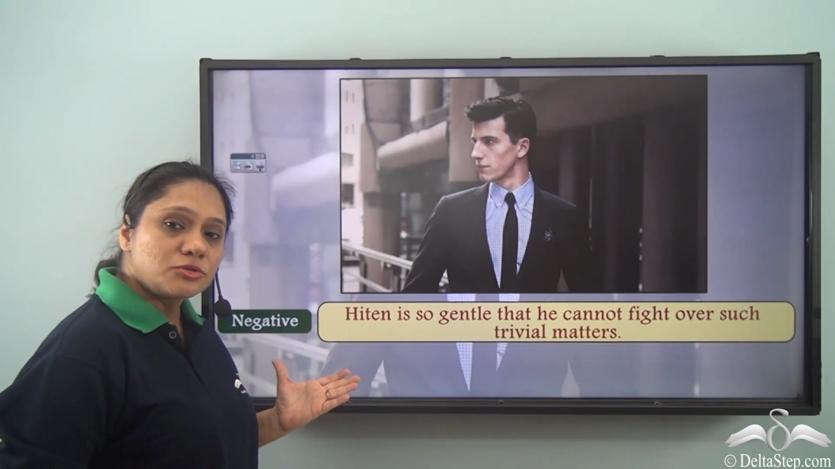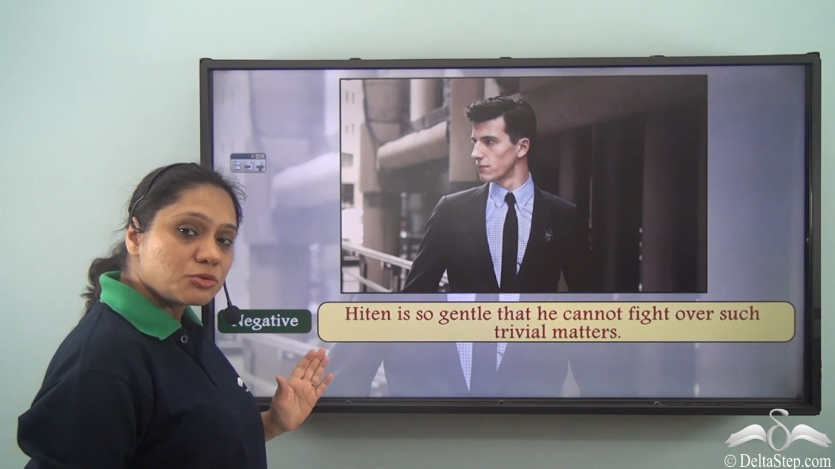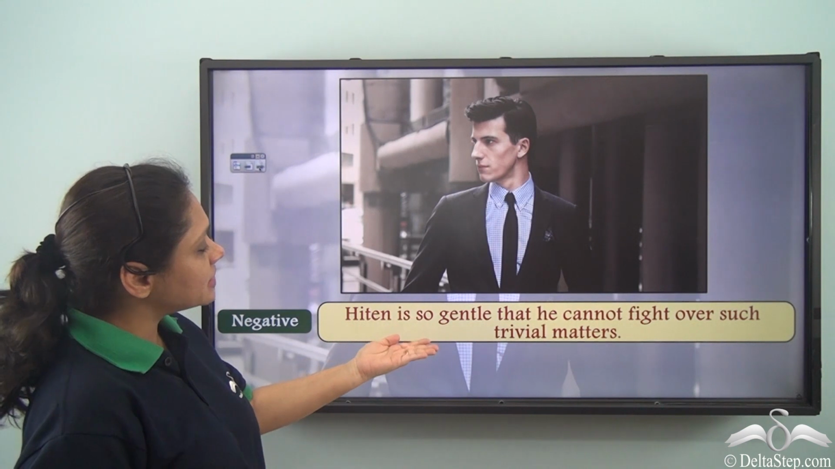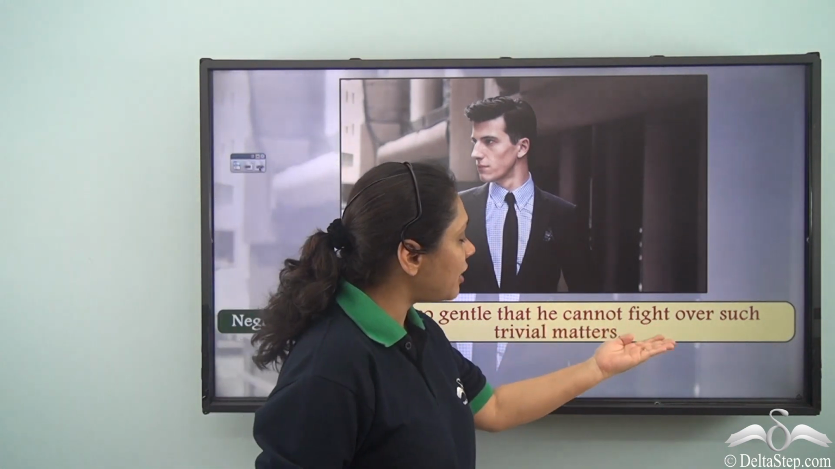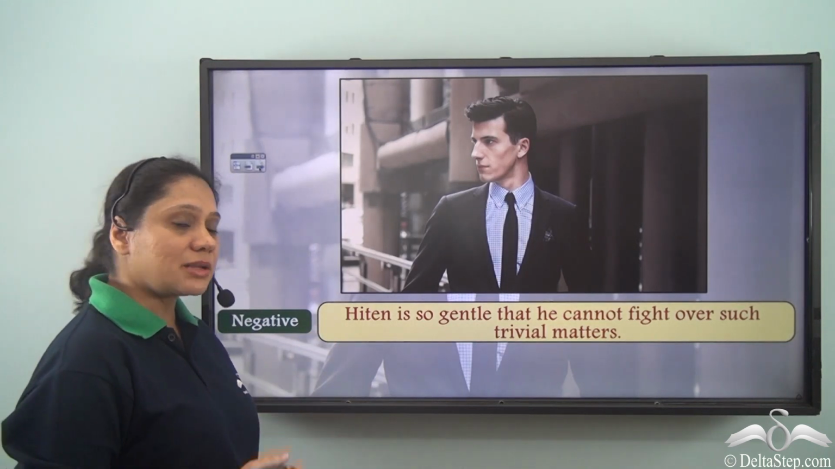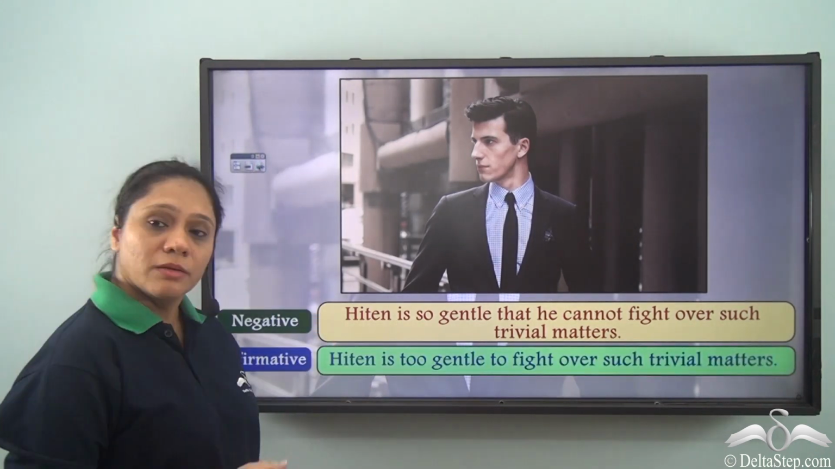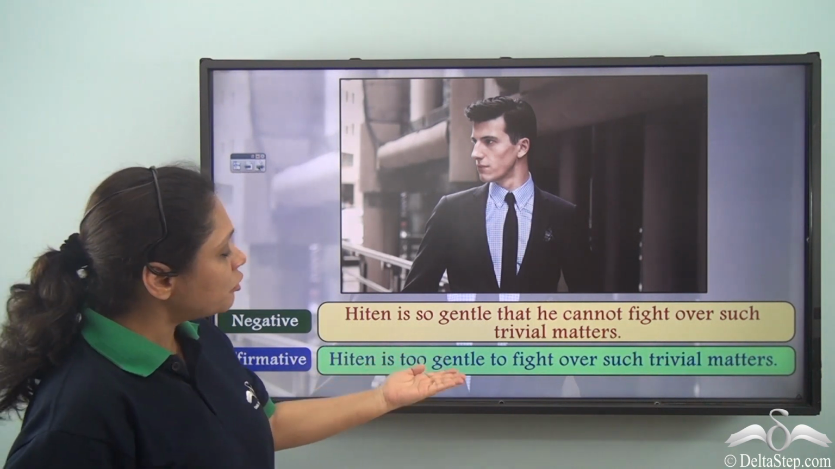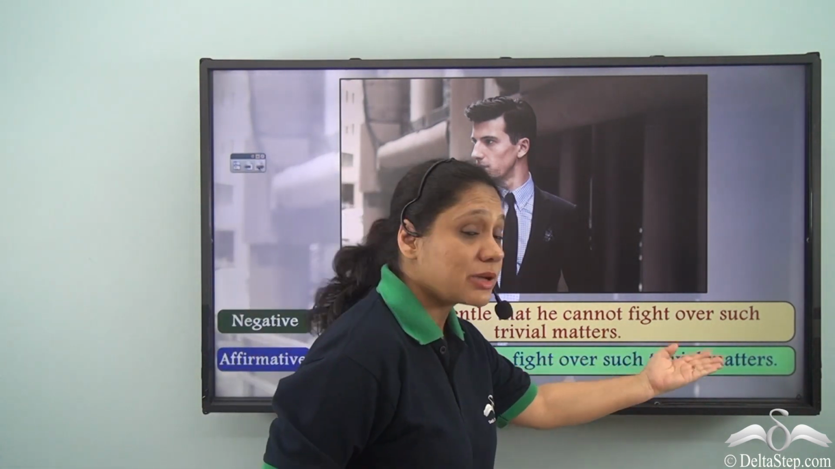Now let us learn to change the negative sentence to an affirmative sentence. Hiten is so gentle that he cannot fight over such trivial matters. How will we write this as an affirmative sentence? We will write it as, Hiten is too gentle to fight over such trivial matters.